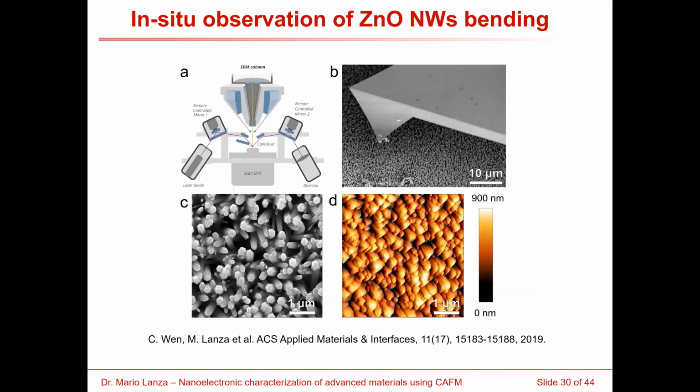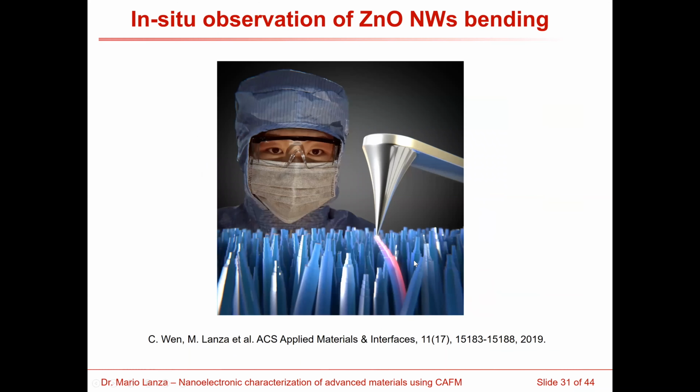What we have done in our laboratory is we have implemented one conductive atomic force microscope inside one scanning electron microscope. Here you can see the SEM image of the tip inside the machine. And we have prepared a sample consisting of zinc oxide nanowires. So basically what we have here is one tip touching the nanowire, and you are watching in situ how these nanowires bend using the camera of the SEM.